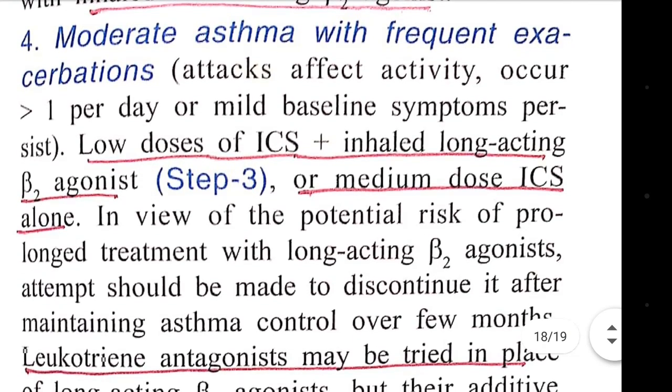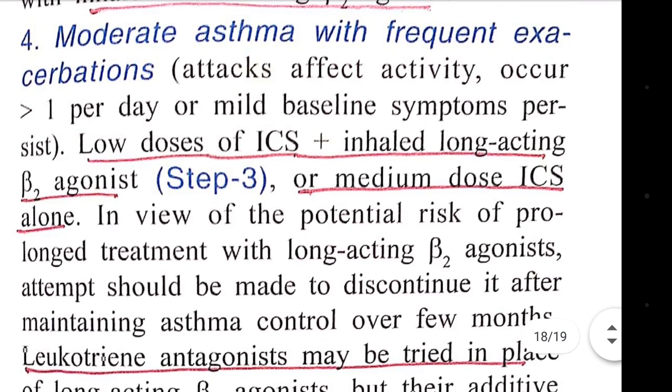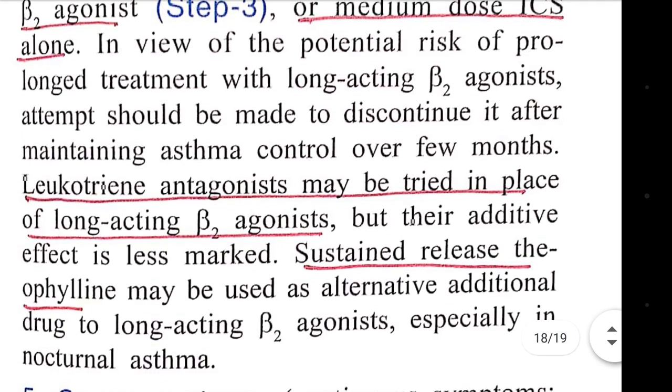Next one is moderate asthma with frequent exacerbation. When it comes to moderate asthma with frequent exacerbation, you give low doses of ICS with inhaled long lasting beta 2 agonist or medium dose of ICS alone. Leukotriene antagonist may be tried in place of long acting beta 2 agonist, but you see it has an additive effect. Next one is sustained release theophylline, which may be used as an alternative.